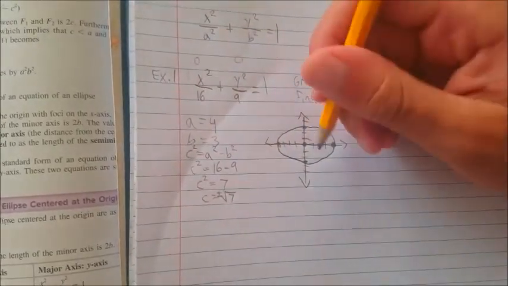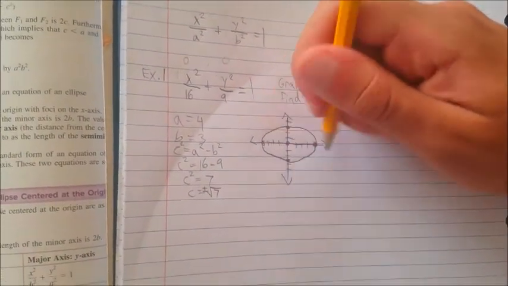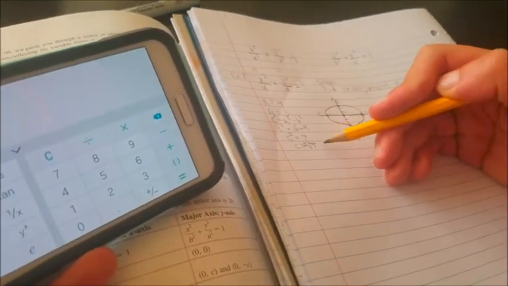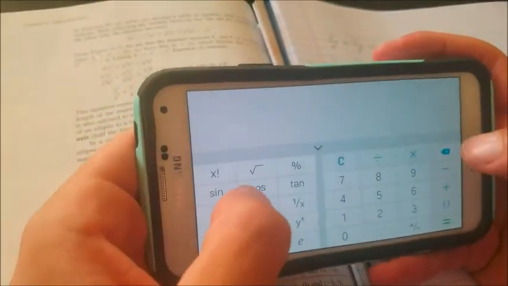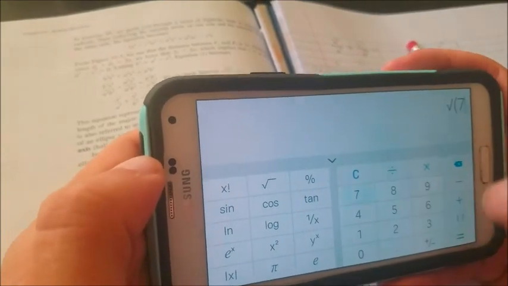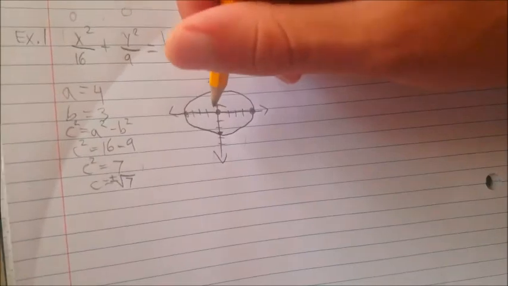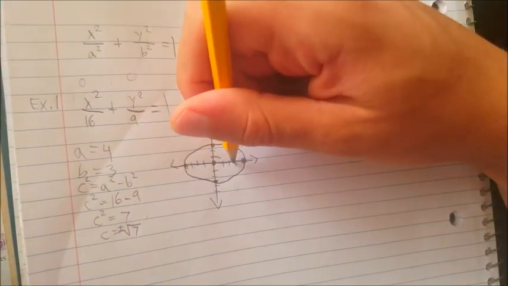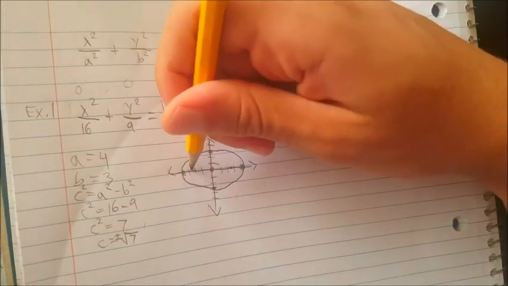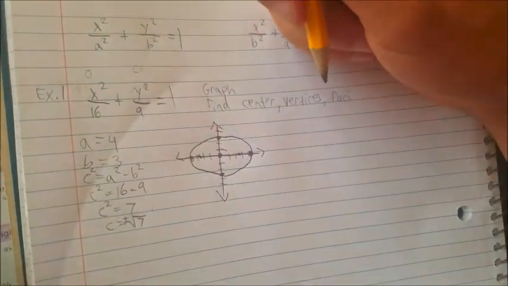The foci comes before the A. So, as you can see, C is equal to plus or minus the square root of 7. So, if we go on our calculator, we'll find that the square root of 7 is about 2.6. So, we're going to go back to our graph and go to about 2.6. And that right there is our foci.